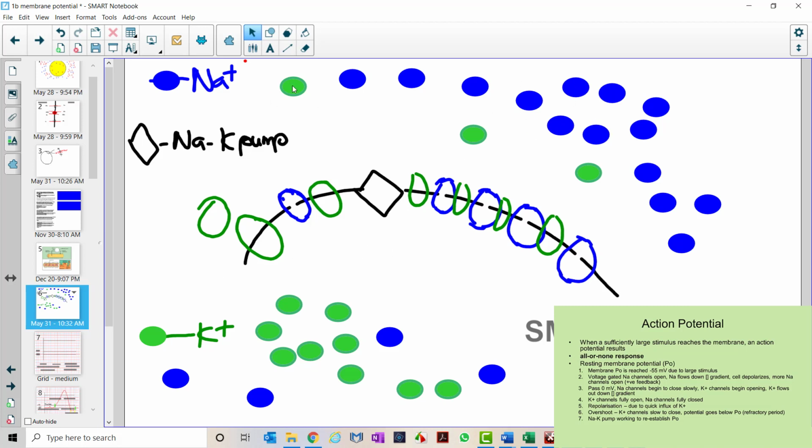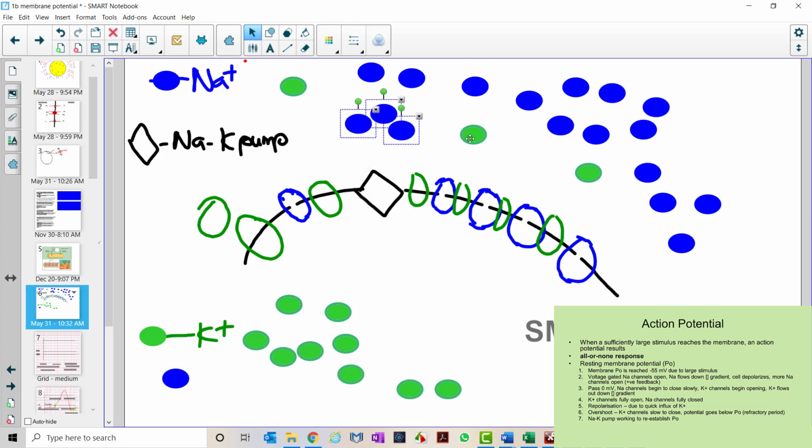So in this diagram, I have the inside of the cell here and the outside of the cell here. I have these blue circles representing my sodium ions, and these green circles representing my potassium. These green ones represent potassium channels, and these blue ones represent sodium channels. And this diamond is my sodium-potassium pump. What it's doing is pumping out 3 sodium and pumping in 2 potassium at the same time. So it's establishing this potential.